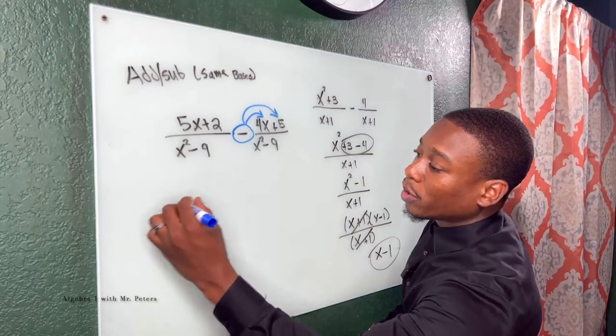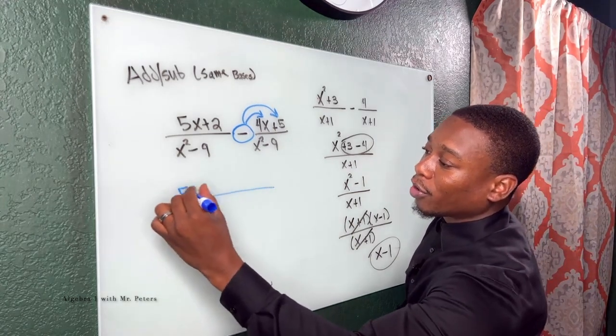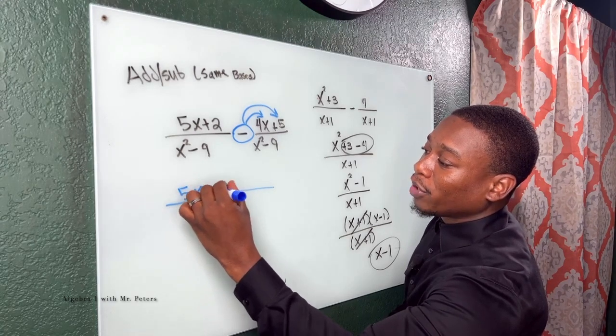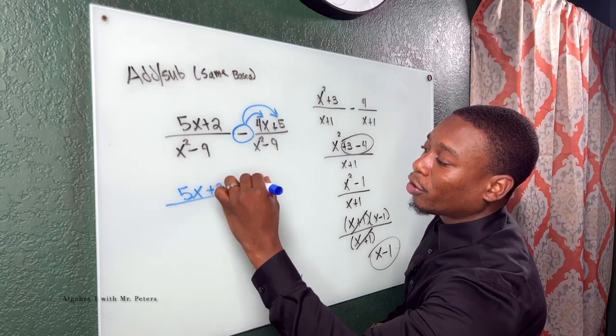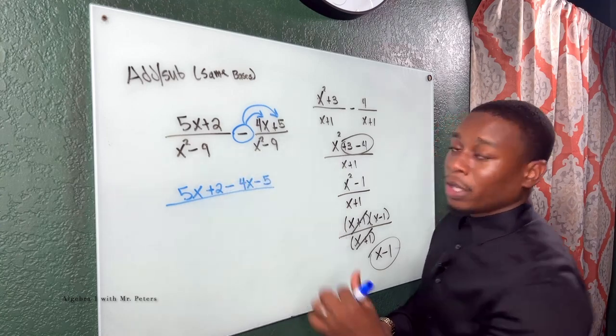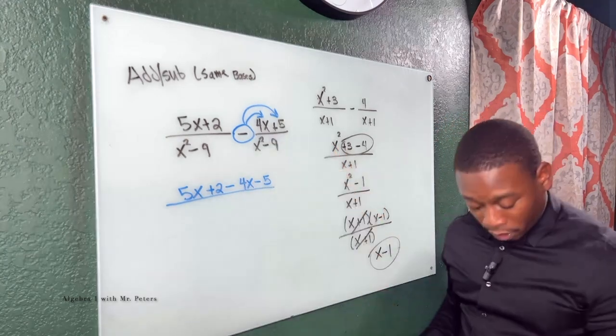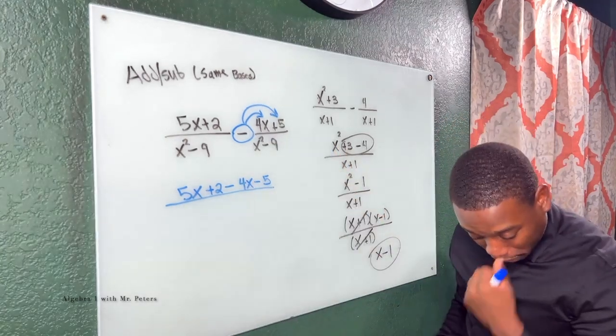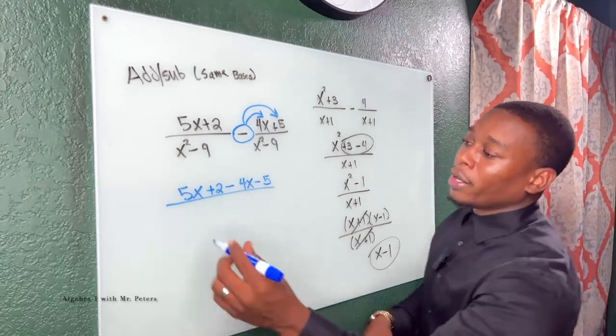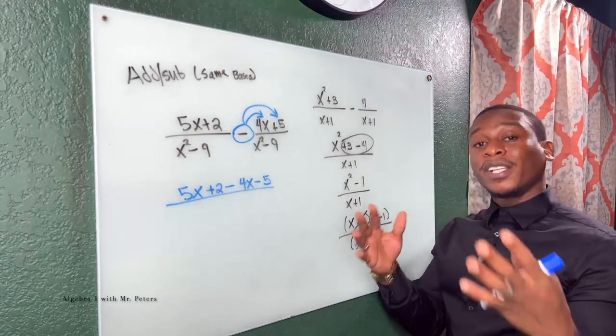So let's just put this all over 1, right? So 5x plus 2 minus 4x minus 5. Once we distribute that negative, this is what we're going to have. Let's just double check. Yeah, I know I'm right. All right. Then on the bottom, let's factor everything.